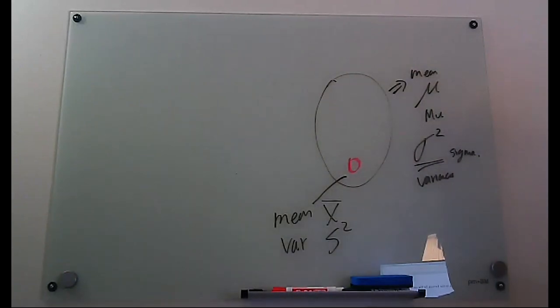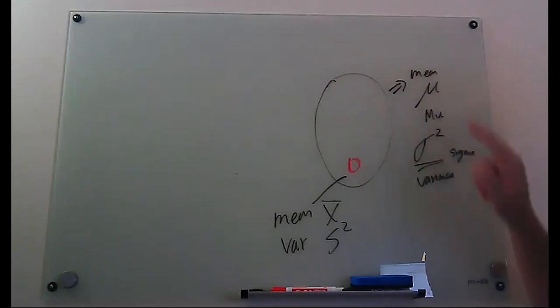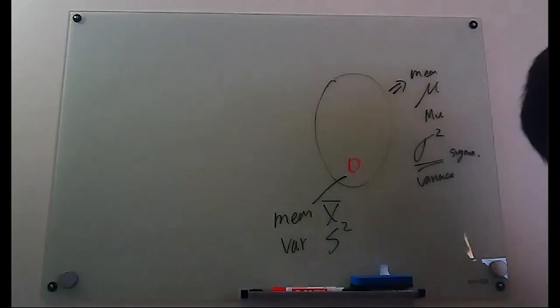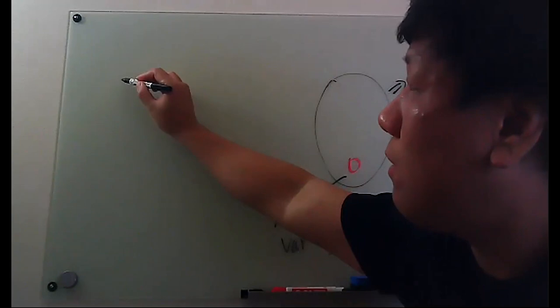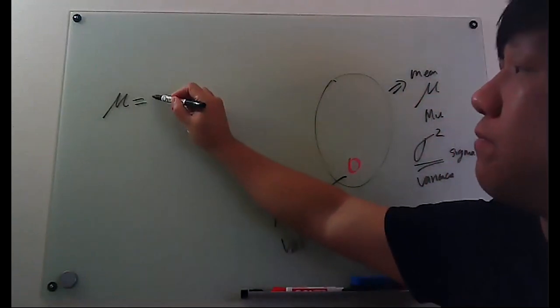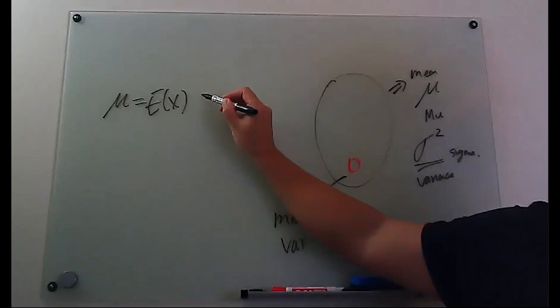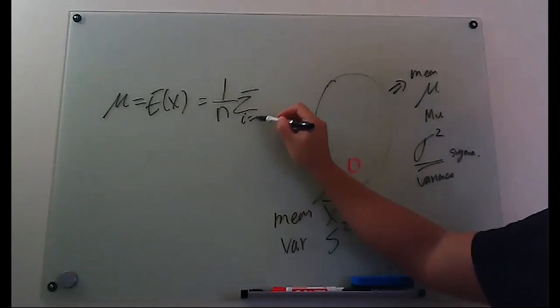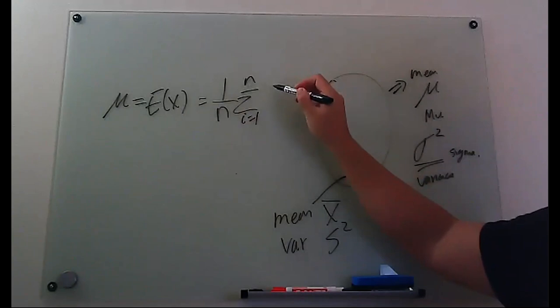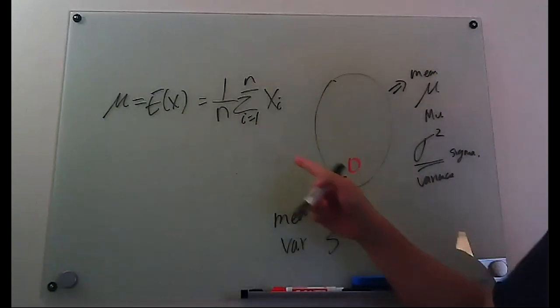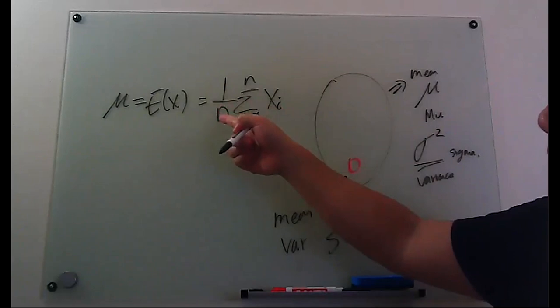In terms of formulas, they are a little bit different. When we want to get the population mean, we just add all the numbers and divide by n. Mathematically, mu is the expected value of x, which is also 1 over n, sigma i equals 1 to n, of xi. So that is summing all the numbers and dividing by n.